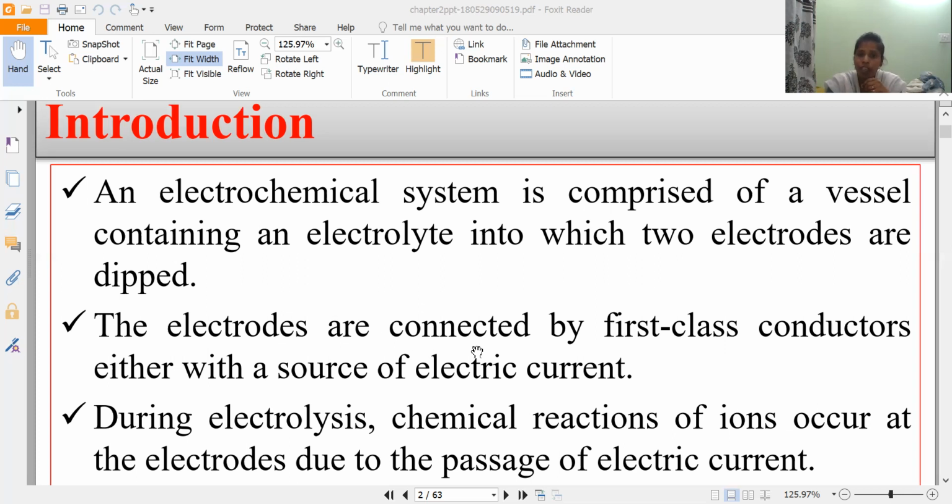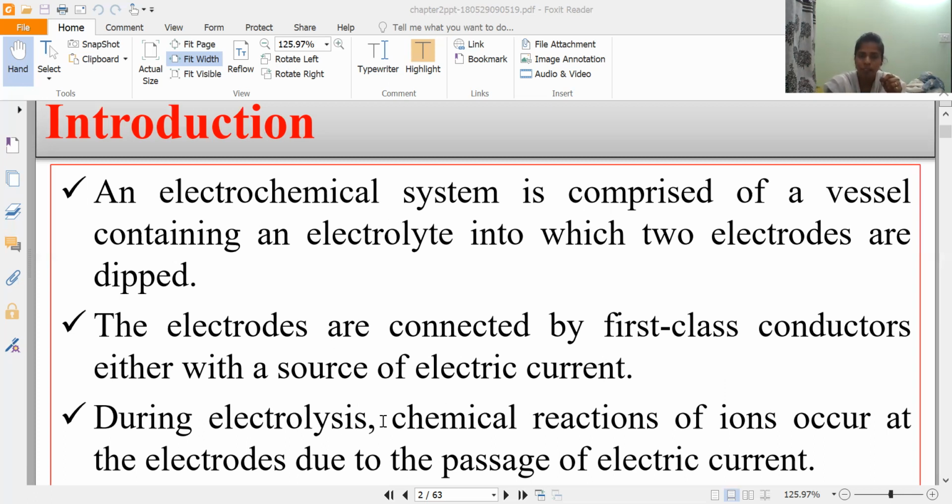The electrodes are connected by a conductor with a source of electrical current. Here, the two electrodes are the best conductors of electricity. They are not non-conductors or semiconductors. They must be the best conductors of electricity. And here the two electrodes are connected with the help of a battery.